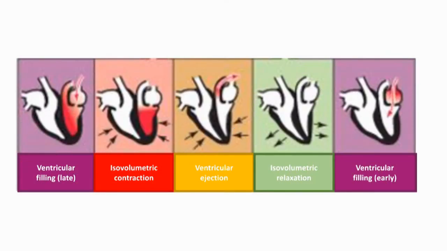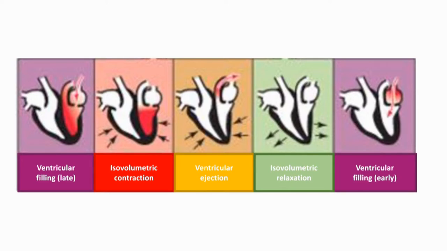Alright guys, so let's see whether I can explain this within 5 minutes. I'm going to explain the cardiac cycle, which involves the left side of the heart, specifically the left ventricle, left atrium, and also the aorta.